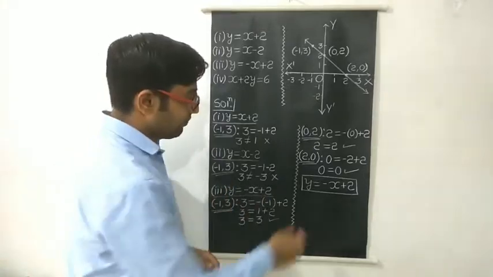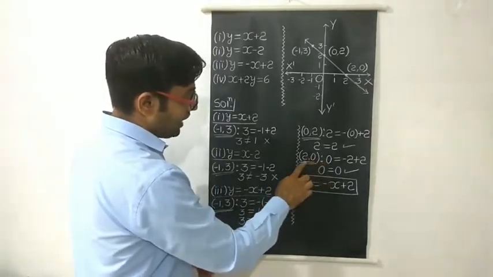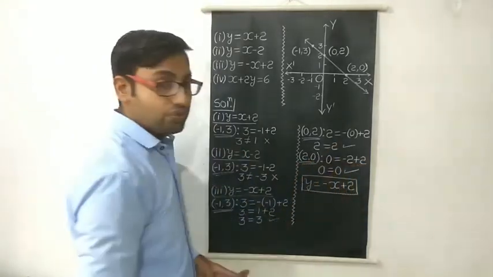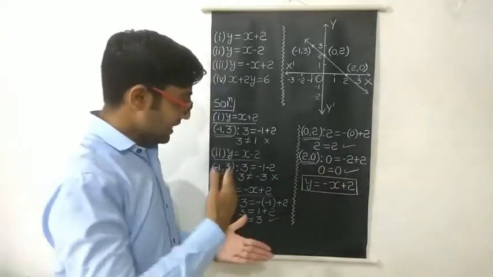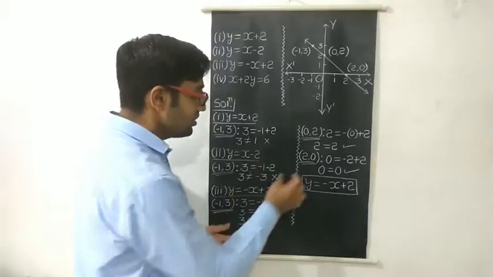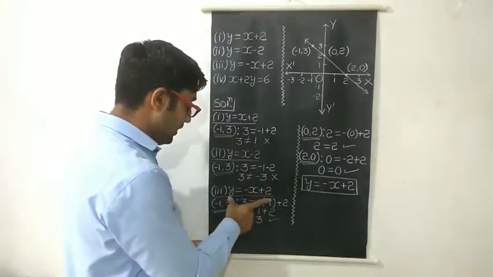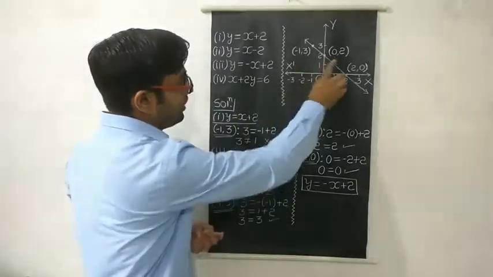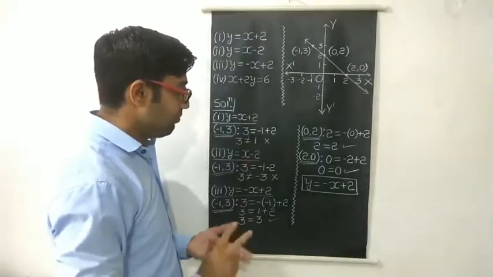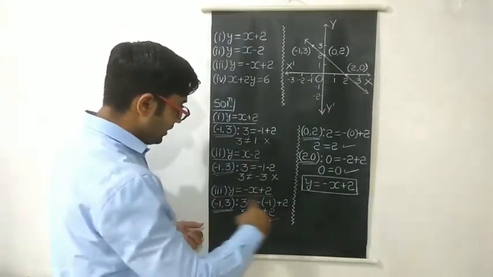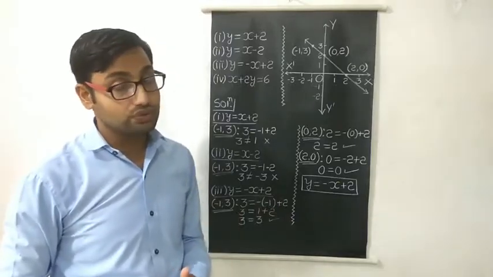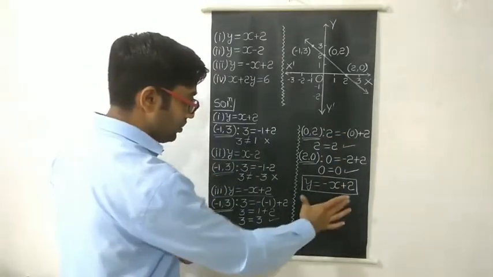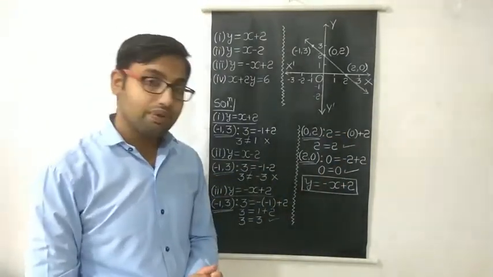Let us check the third point, 2 0, that is instead of y we have to put 0, instead of x we have to put 2. 0 is equals to minus 2 plus 2. Minus 2 plus 2 is what? 0. Again left hand side and right hand side values are equal. That means 2 0 is the solution of this linear equation, y is equals to minus x plus 2. So all the 3 points minus 1 3, 0 2 and 2 0 are the solution of this linear equation, y is equals to minus x plus 2. That means this graph is of the linear equation y is equals to minus x plus 2.